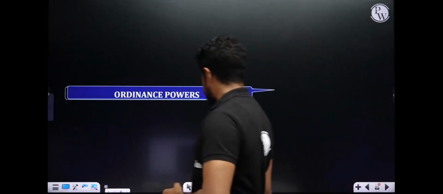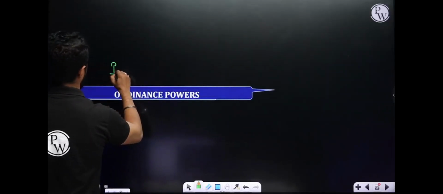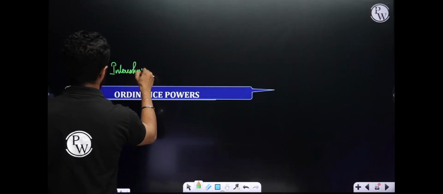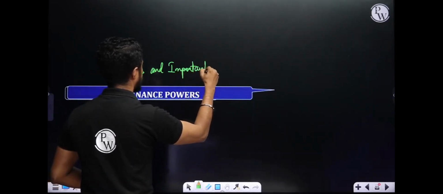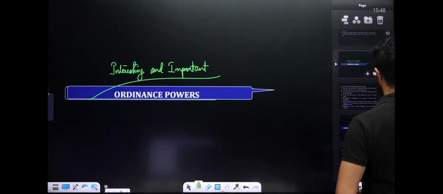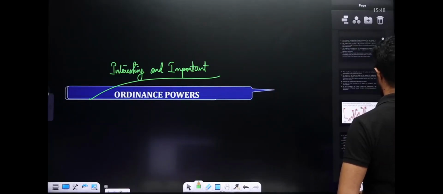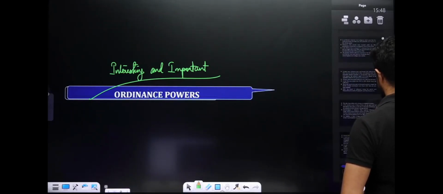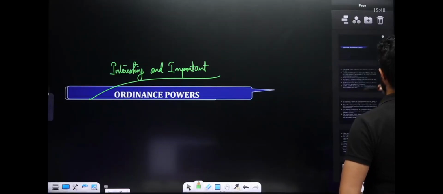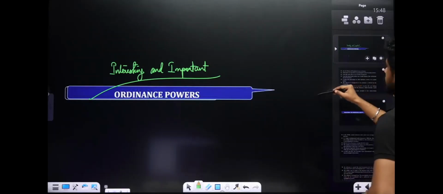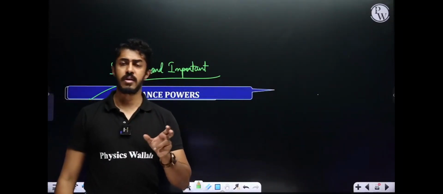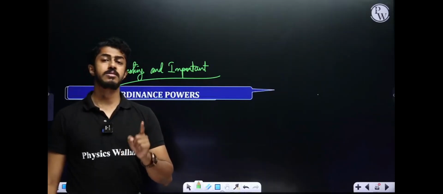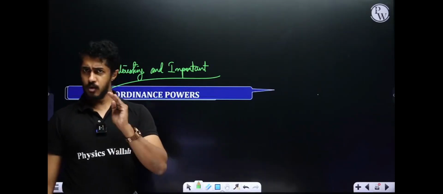Ordinance powers. Now, this is quite interesting. And important. Clear? So here what we are going to do is, we will analyze how things are working with the union government. We will also see how this is being utilized by the state. You people already know about this.